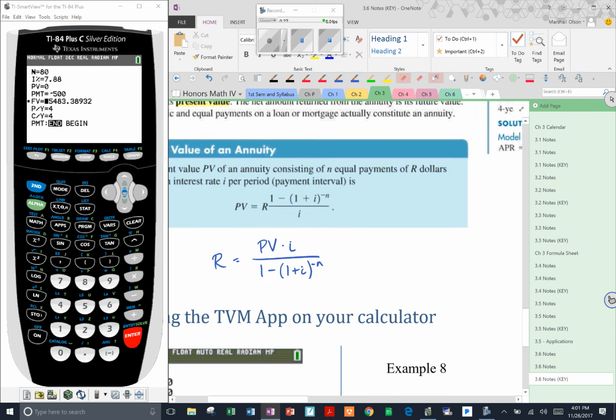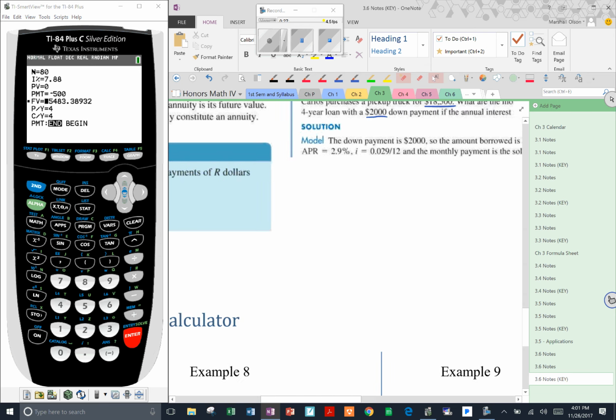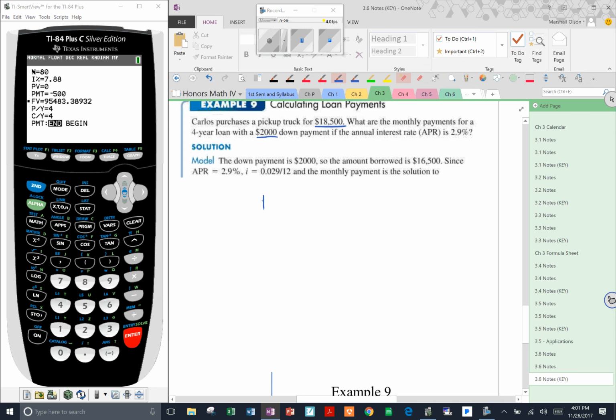All right, and now if I take that, let's write it again up here. R equals PV times I over 1 minus 1 plus I to the negative N. And we're going to put in all the things that we know here. Our present value of the truck is $16,500.